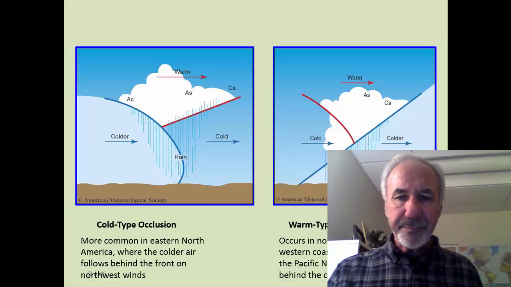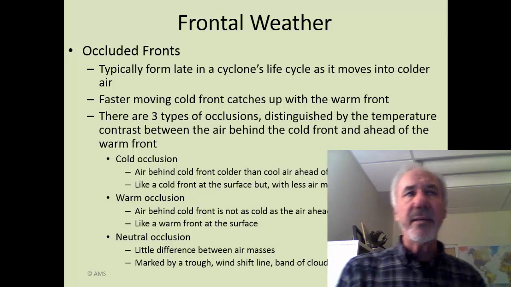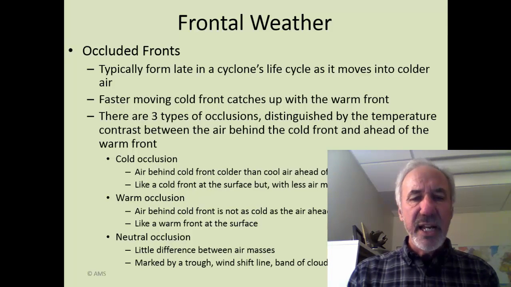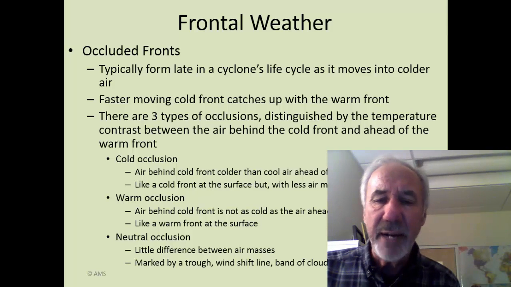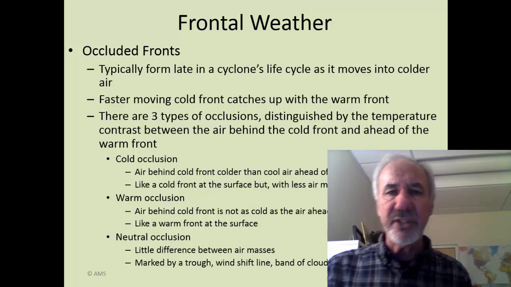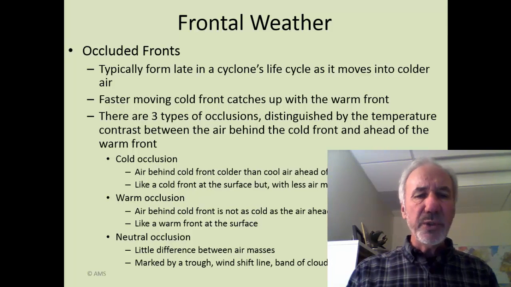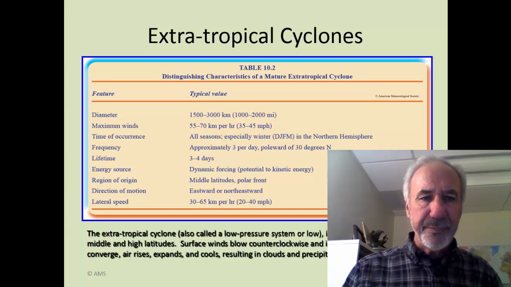All right. And then finally, we can get a neutral occlusion where there's little difference between the temperature or moisture content of those air masses. And generally, all you're going to get there is a wind shift. You could get a band of cloudiness and some precipitation. All right, so there you go. The three different types of occluded fronts: the cold occlusion, the warm occlusion, and a neutral occlusion.